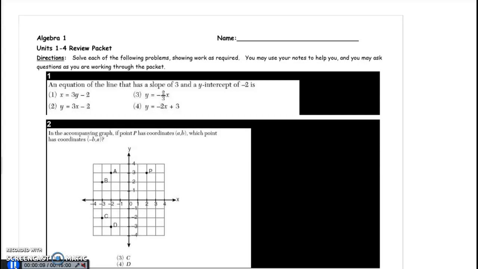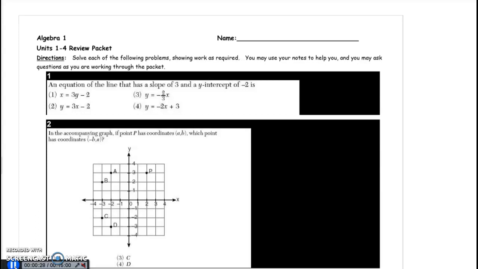I hope you had a fun time working on your Unit 1 to 4 review packet. So hopefully this brought back some fun, exciting memories. But we're going to go through it. And again, you don't have to listen to every problem. Just if you had trouble with something, you can go back and listen to the explanation.